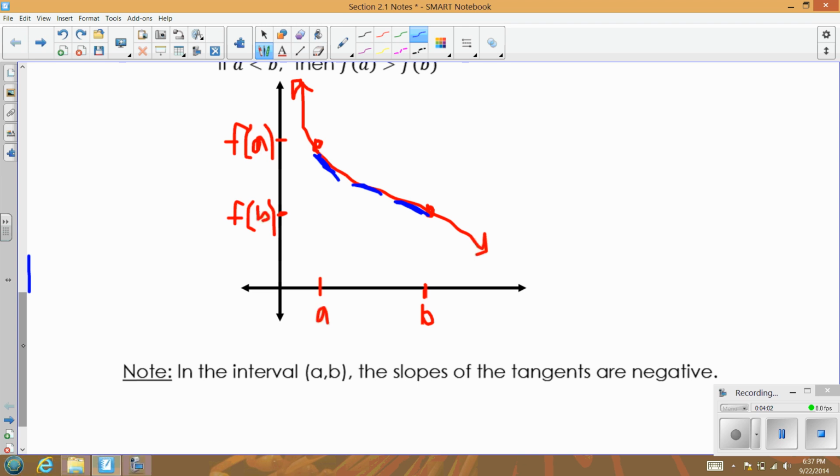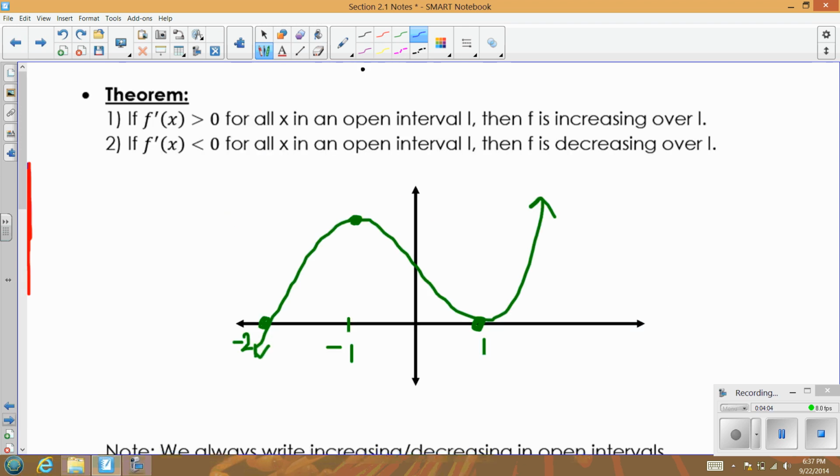There's actually a theorem that states all of this, on the next page here. If f prime of x, the derivative with respect to x, is greater than 0, then in that interval the function is increasing. If the derivative is less than 0, meaning negative, then the function is decreasing over that interval.